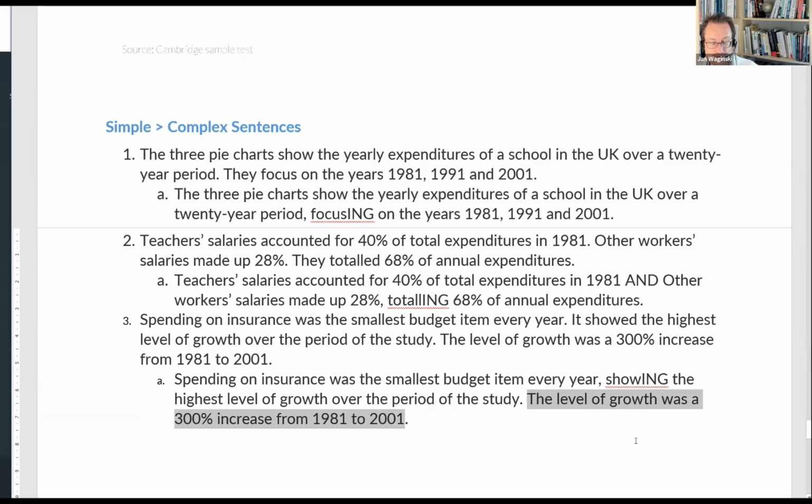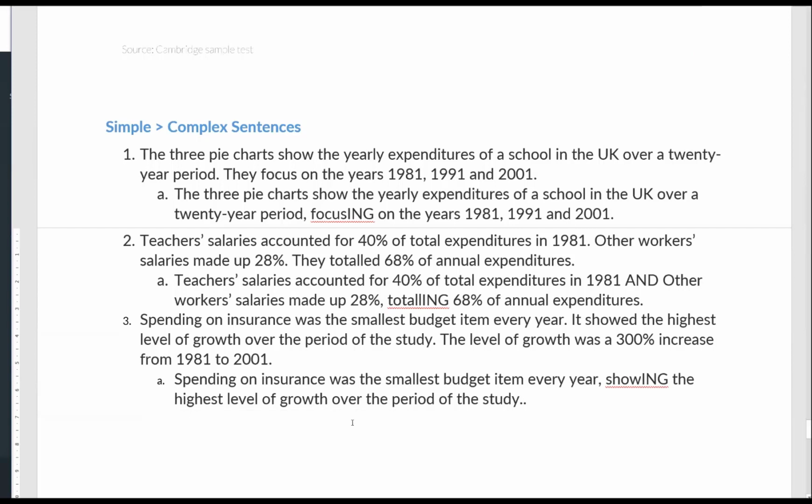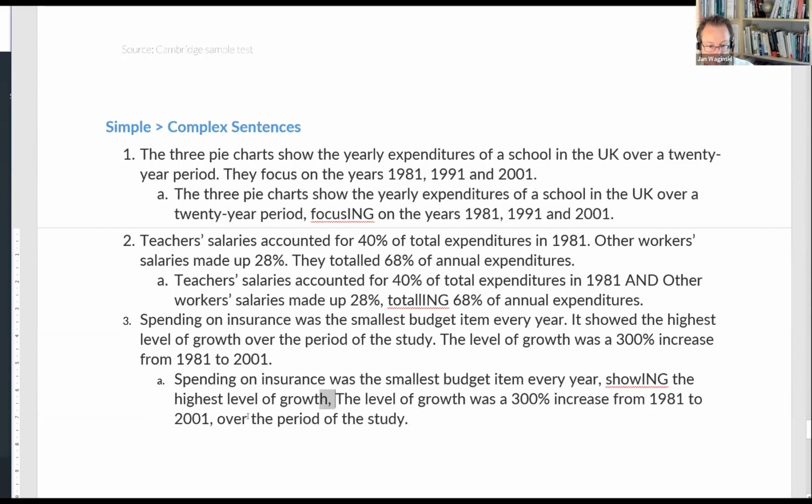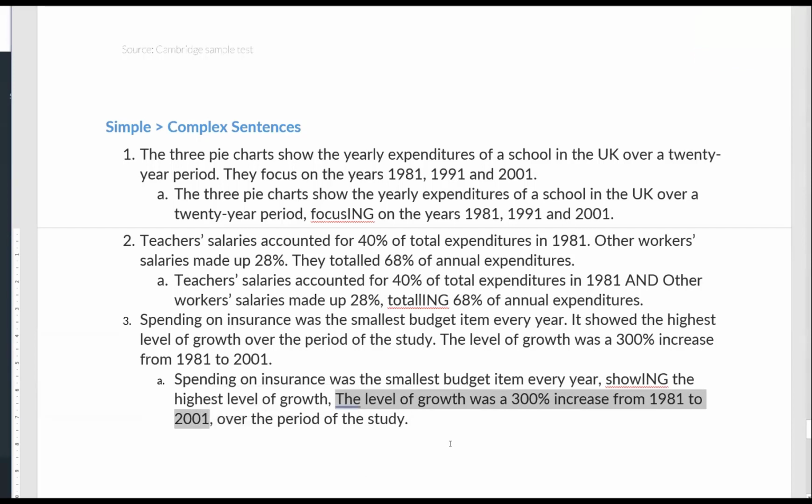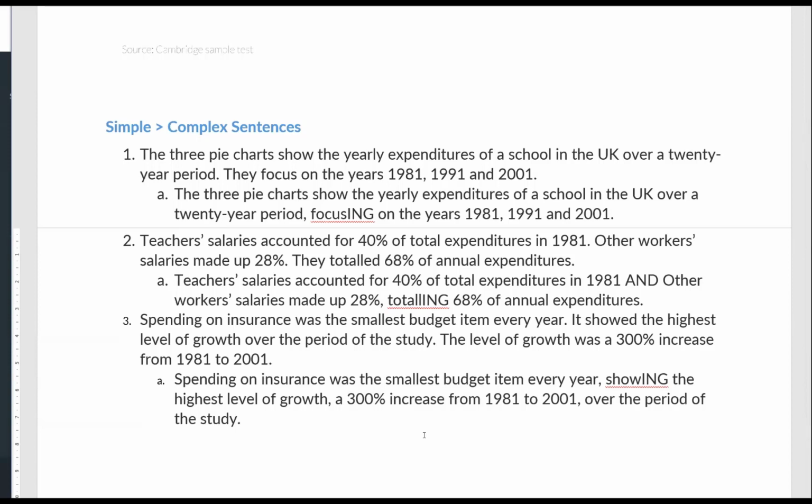What part of the previous sentence does this match up with? I think after study is highest level of growth, comma. Yeah. Okay, so what do I do with this business, with the growth? 300% increase from spending on insurance was the smallest budget item every year, showing the highest level of growth.